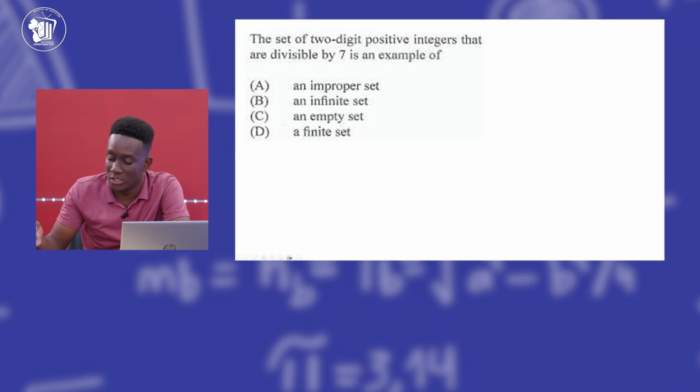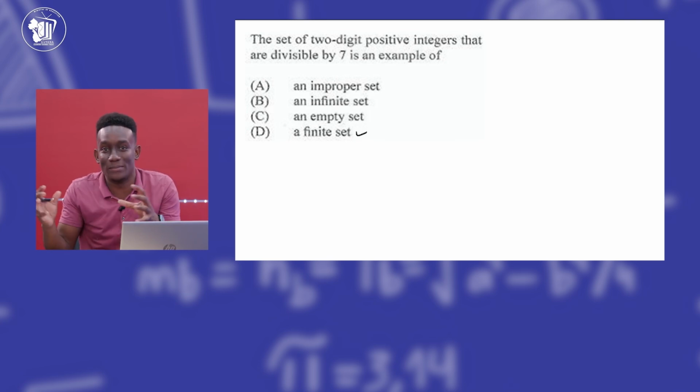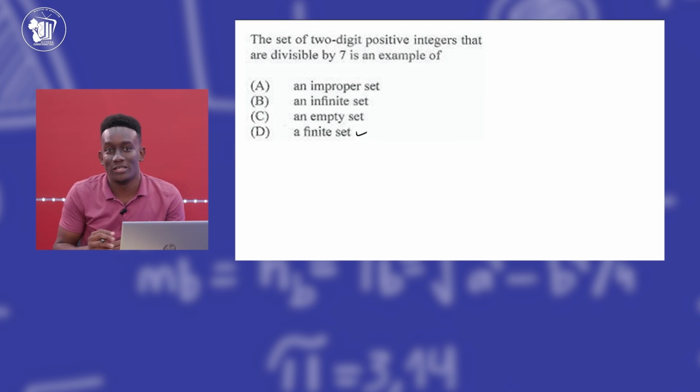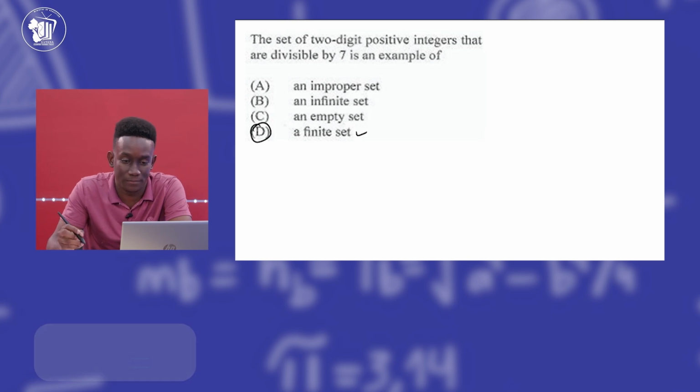an example of. So an improper set, no, we know it's not an example of an improper set. An infinite set, no, we know this will have an end. An empty set, no, we know we have elements in this set. So we see it's a finite set because there is an end. There is a limited amount of two-digit numbers that are divisible by 7. We can count them. So it's a finite set, and the answer here is D.